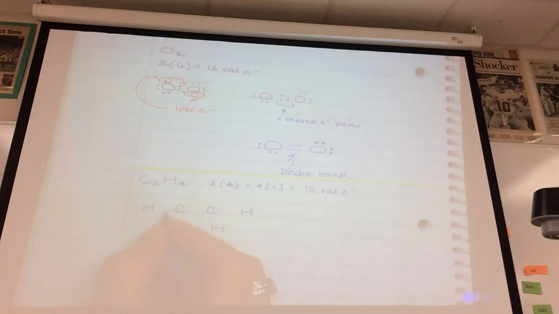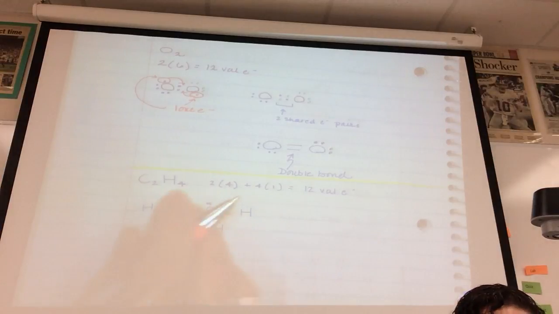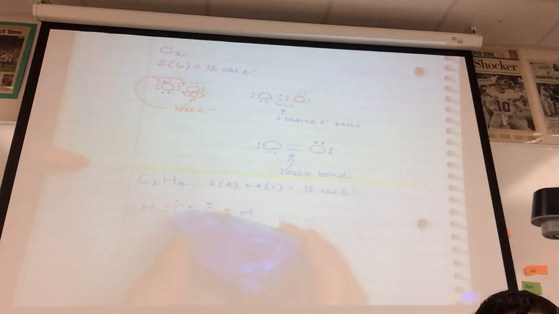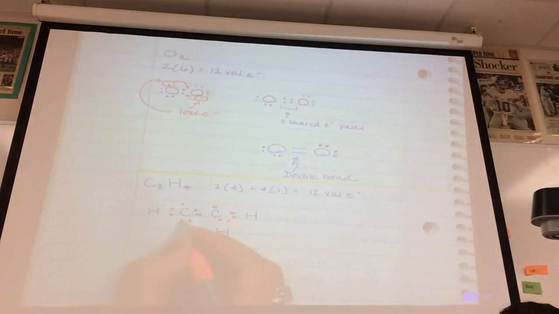Carbon has 4 valence electrons, 1, 2, 3, 4, 1, 2, 3, 4. Hydrogen has how many? 1. I sort of put that one on the wrong side. It's hanging out. Let me get it on the other side so it's easier for you to see. Sorry. There we go. Much better.